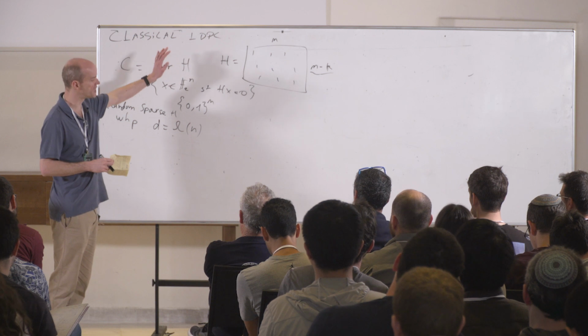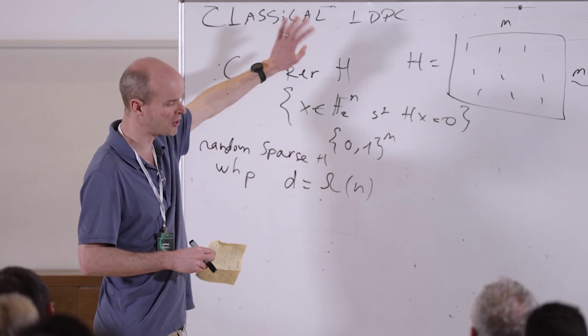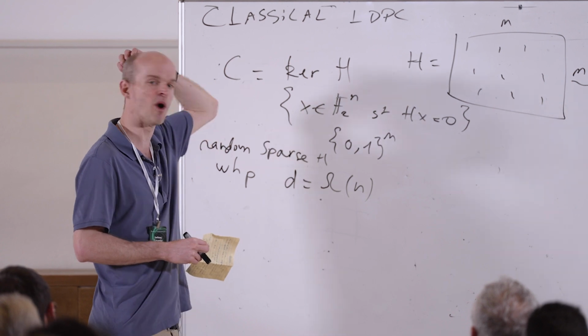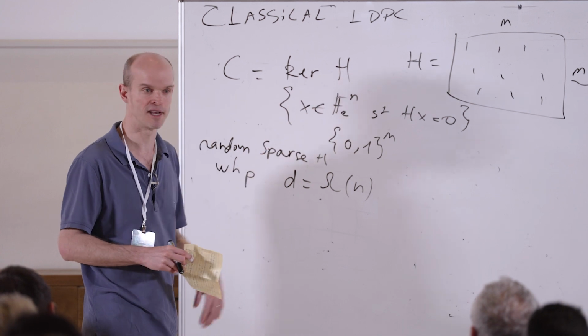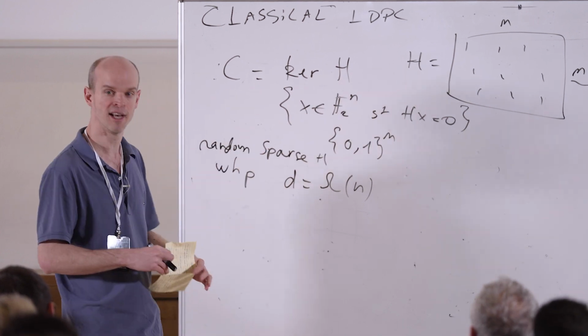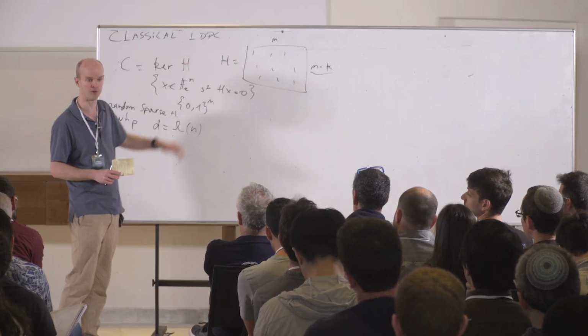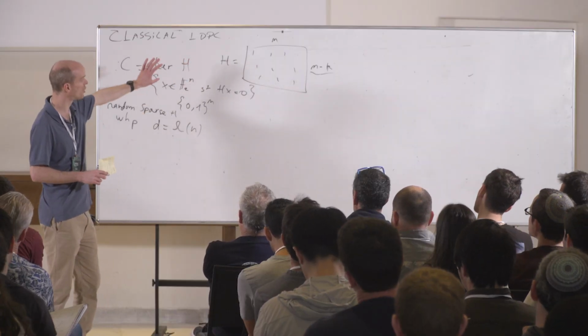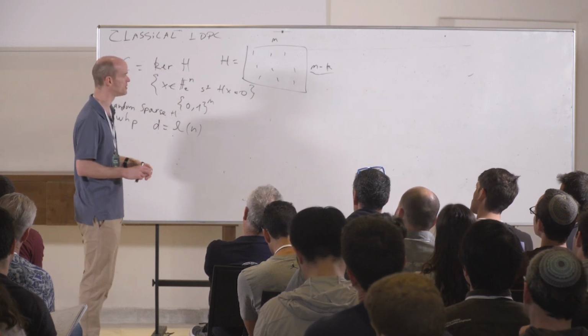These codes came with good decoders that Gallager figured out in the 60s, and then they were forgotten, because at that time we didn't have good enough computers to implement them. They were forgotten for 30 years and discovered again in the 90s. Now people really use these codes in Wi-Fi and 5G, and people love these classical LDPC codes.